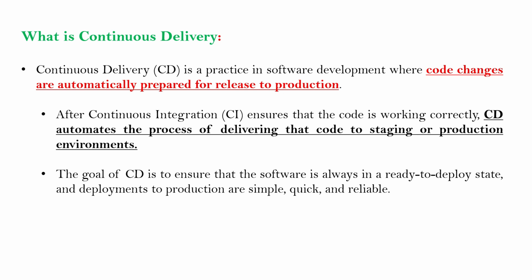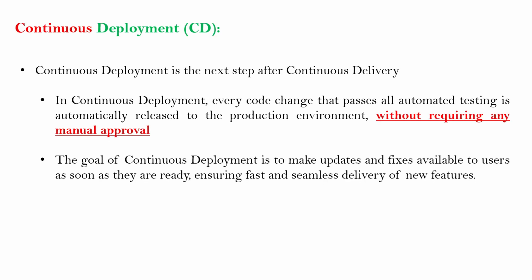How that code gets delivered, I will tell you in the next slide. But the important thing to understand is that continuous delivery is a practice, or you can say a process, of delivering that code to staging and production environment. It is making your code ready. The goal of CD is to ensure that software is always in a ready-to-deploy state, and deployments to production are simple, quick, and reliable. So continuous delivery ensures that your code is always up and ready for release to your pre-production and production environment.